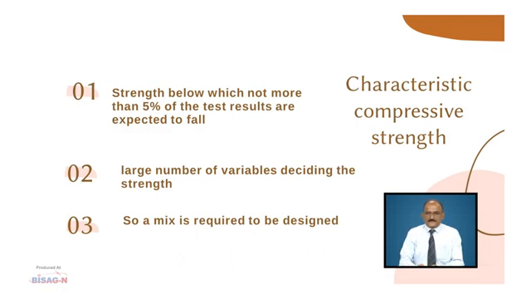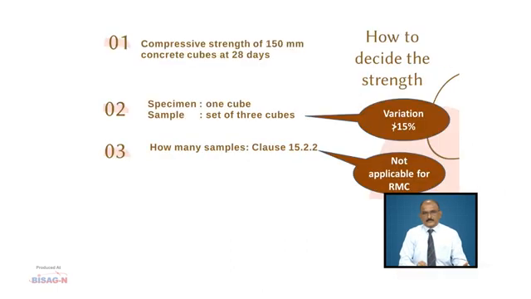A large number of variables decide the strength. So the mix is required to be designed first of all. Once the mix is designed, whether we have achieved the same mix on the ground depends upon the test reports of the cubes we are testing. How to decide the strength? It is the compressive strength of 150 mm size concrete cubes after 28 days of specified curing. The characteristic compressive strength is tested only by testing the cubes in a specified way after specified curing. That is why it is called a characteristic compressive strength, not simply the strength.